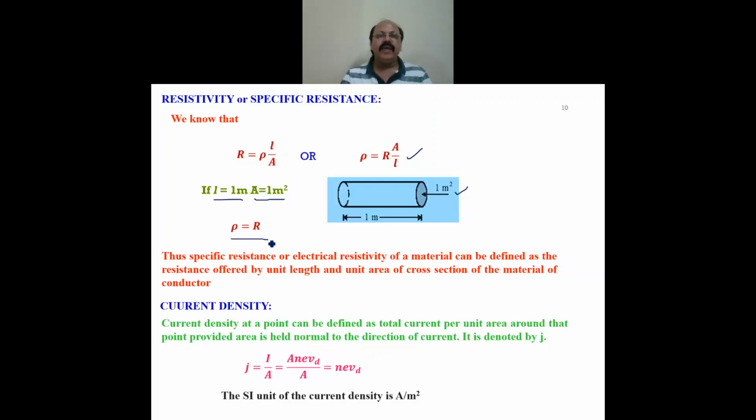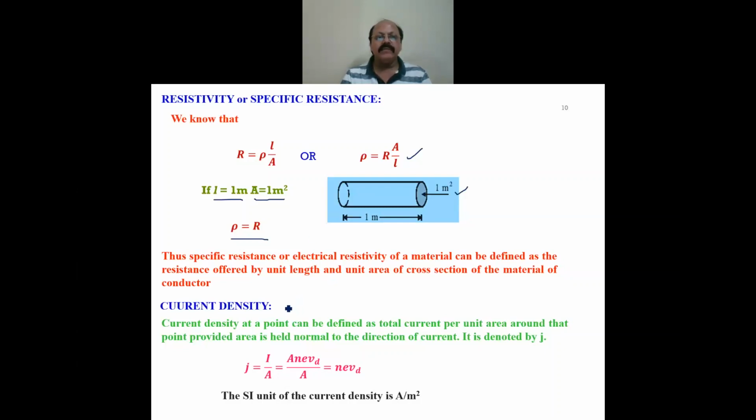So from here we can define a specific resistance or electrical resistivity of a material as the resistance offered by unit length and unit area of cross section of the material of the conductor. That is known as resistivity or specific resistance. Now there are a few definitions that you must know.